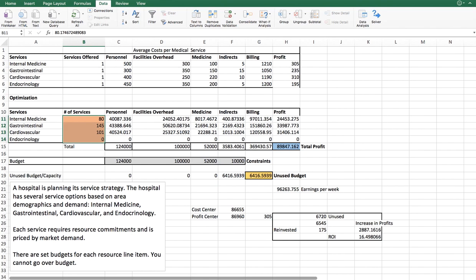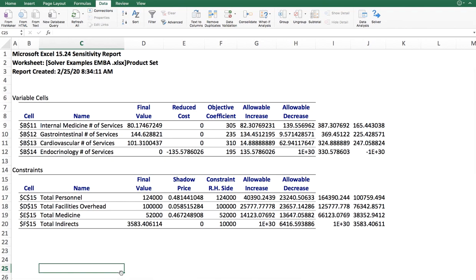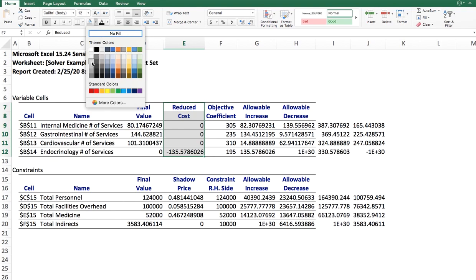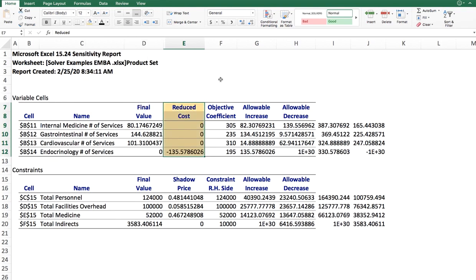So if we are to look at the sensitivity report, this is what it basically shows us. It tells us that these are our final values, which we know: about 80 internal medicine, 145 gastrointestinal services, 101 cardiovascular services, and 0 endocrinology services. The interesting thing is this part called the reduced cost section, and let's see if we can mark it. Let's use this as a marker.